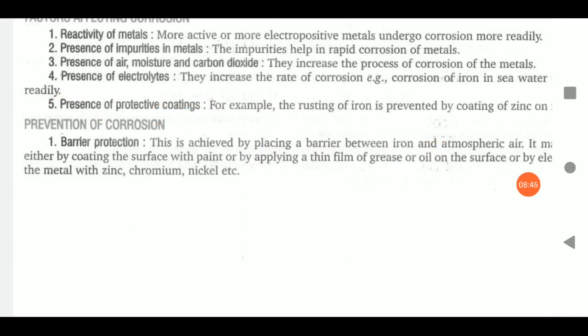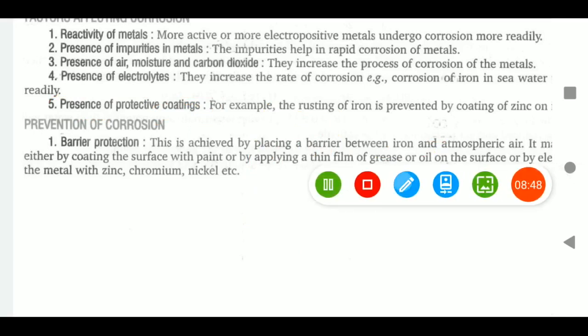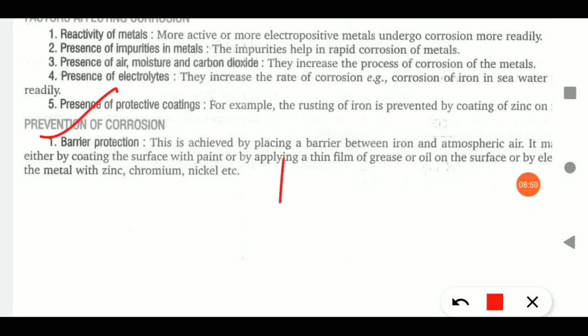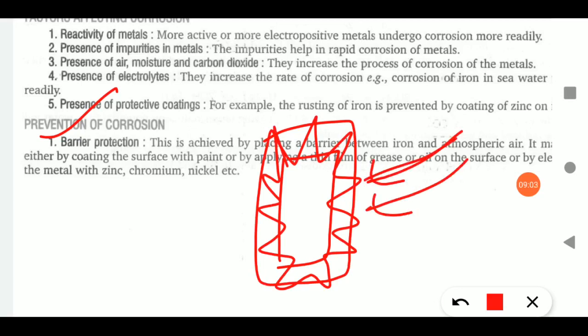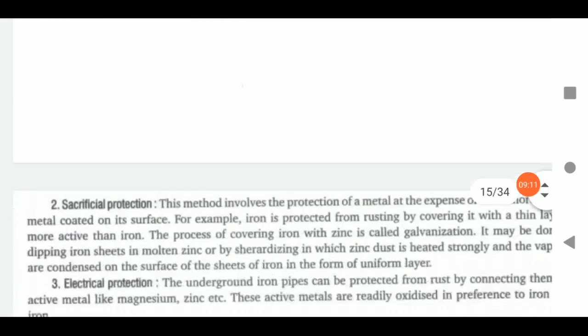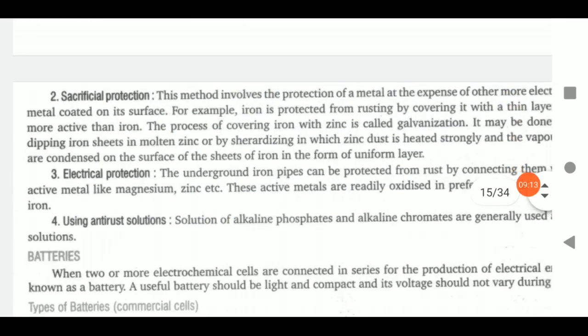Prevention of corrosion. First is barrier protection. Barrier protection means you can provide some coating over the iron article, and it will not allow the entry of air, moisture, carbon dioxide. As a result, these three factors will not come in the contact of iron, so iron article will not get rust. Second is sacrificial protection.